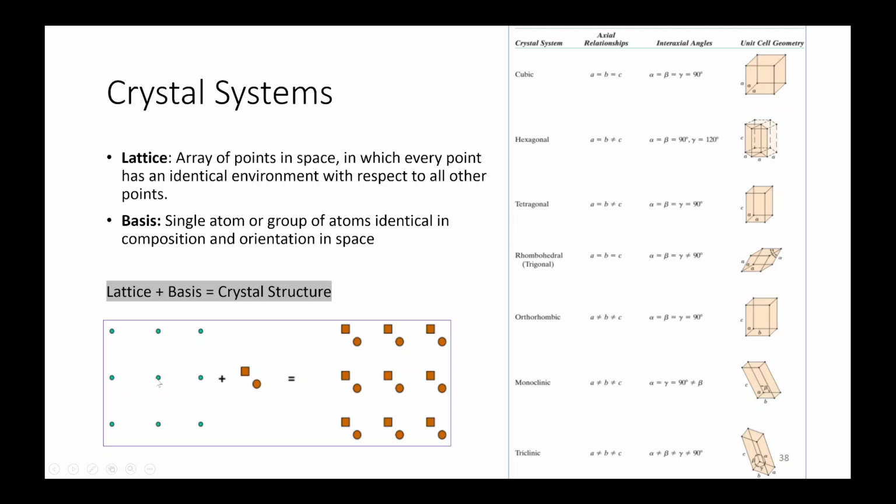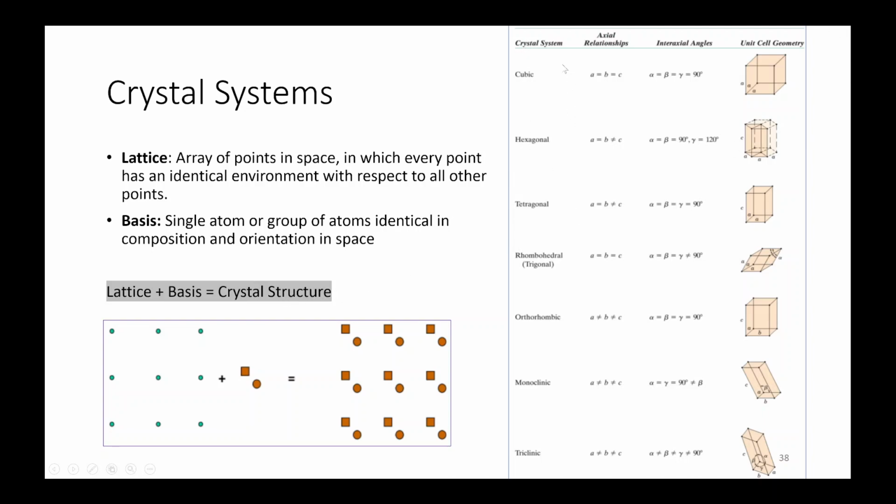For example, this atom has multiple atoms surrounding it, which is similar for this atom as well. A basis is a single atom or group of atoms identical in composition and orientation in space. So it can be a single element or it can be a molecule. It will be repeating at these points. Combining both of these gives you the crystal structure.